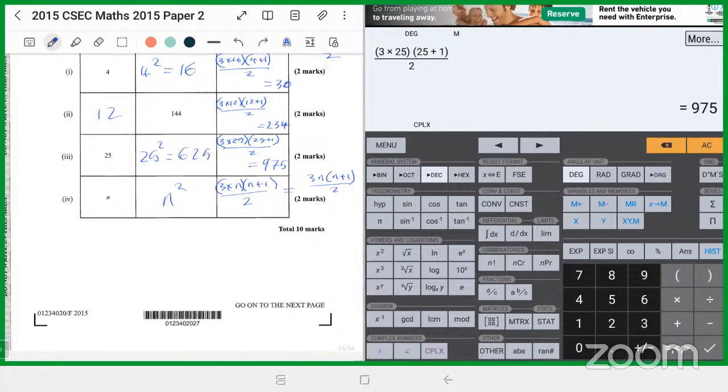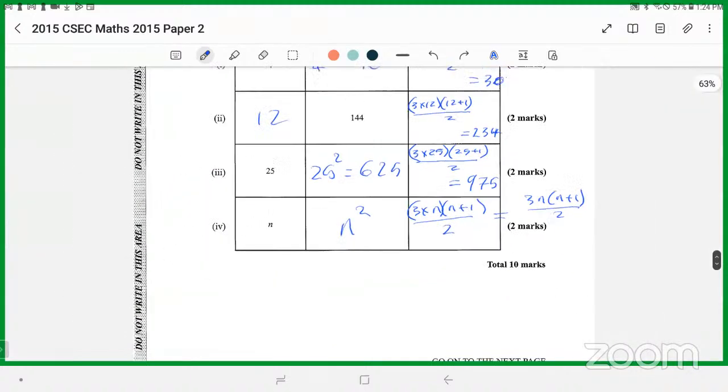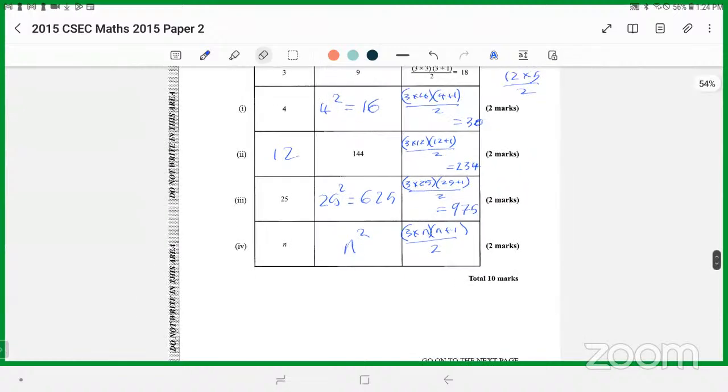All right, that's that pattern. They didn't want you to do any magic with this one. Let's work it out. That's it. Straightforward.